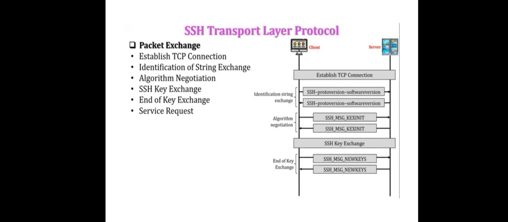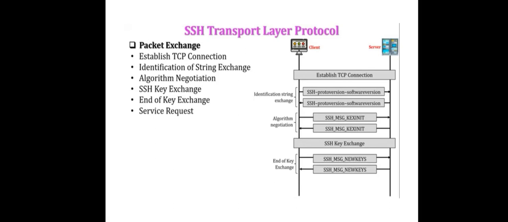There is a client and a server. First, the client establishes a TCP connection to the server. This is done by the TCP protocol, and it is not a part of the SSH transport layer protocol. Once the connection is established between the client and the server, they exchange data, which is referred to as packets. The transport layer packet exchange consists of a sequence of steps.